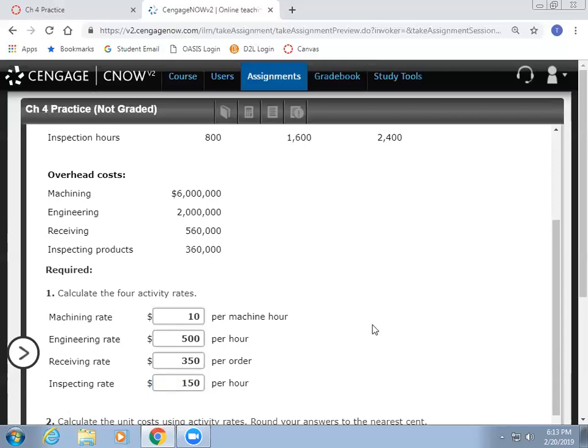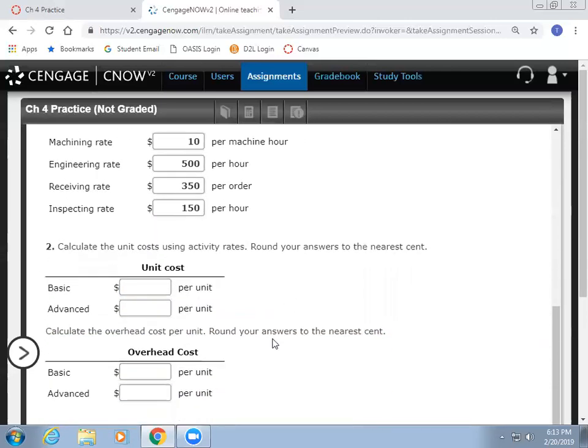So once we calculate those activity rates, we can then look at applying overhead based on per activity. So how many machining hours do we use for the basic? Yeah, and then we're going to add that to the next. So again, it gets a little lengthy to add up the unit cost, but it's not that bad. Okay, so when it says calculate the unit cost using the activity rates, I am going to do basic first. Well, they want the unit cost, okay? So, well, let's look at overhead first.